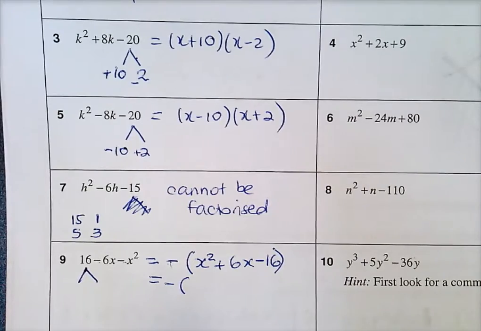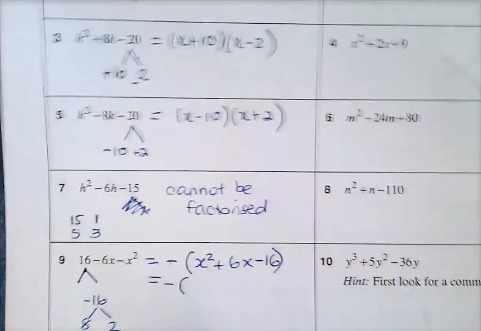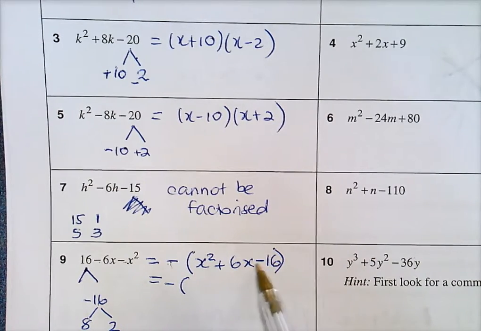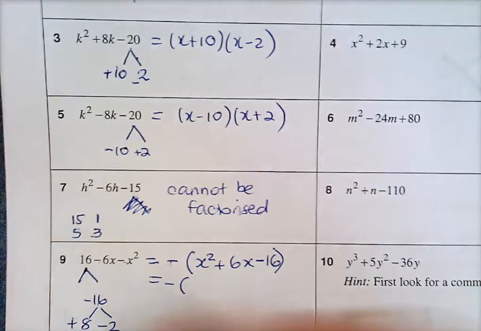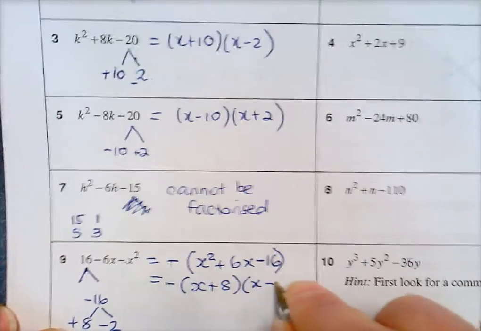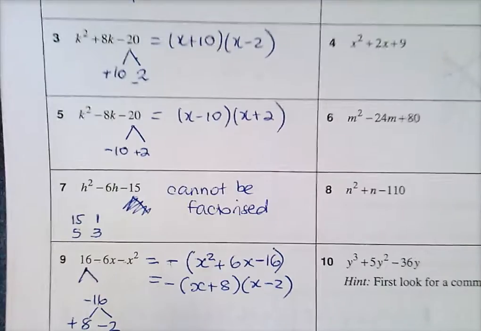Girls, two numbers that multiply to give negative 16, but add up to give positive 6. It's got to be 8 and 2 somehow. Multiply to give negative 16, but add up to give positive 6. One of them's negative. Yeah, plus 8, minus 2. (x + 8)(x - 2) with a negative out the front. Got it?